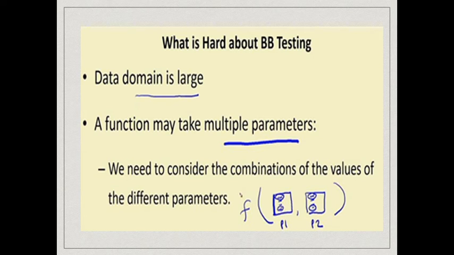But if it takes two parameters, there are a number of values that are possible for parameter 1 and for parameter 2. For a function, then we have to possibly test with various combinations of the values: maybe fix this as one and test with respect to this, maybe fix this and test with respect to this, and so on. So we need to try out various combinations, and that makes testing much more challenging and complex.